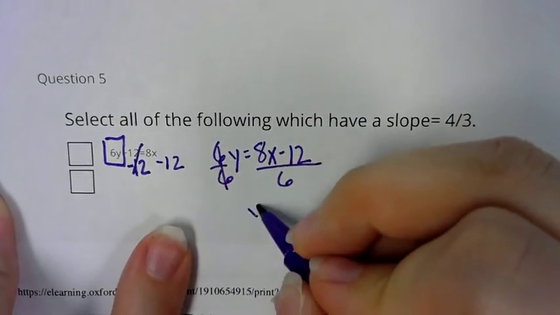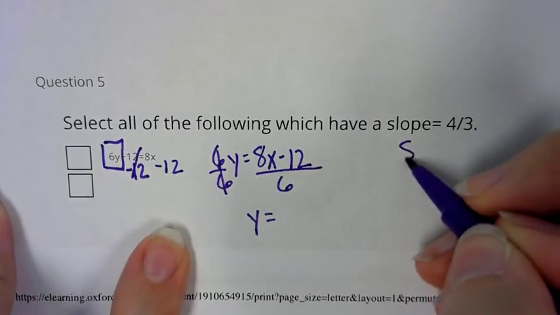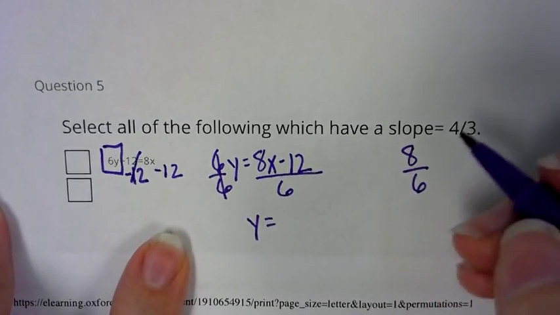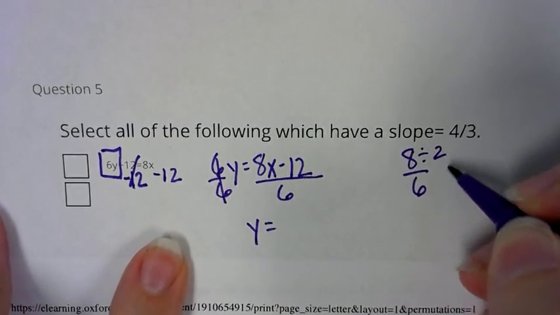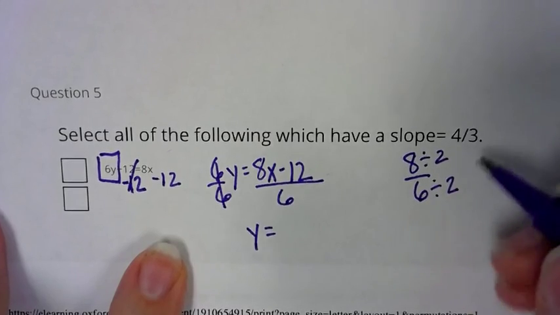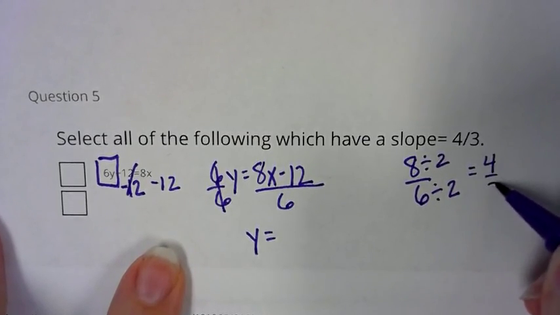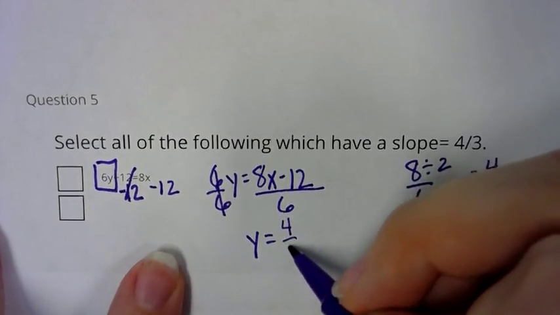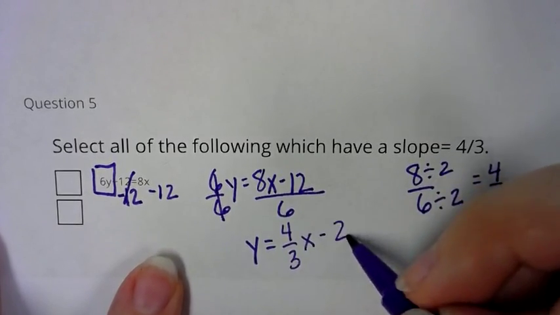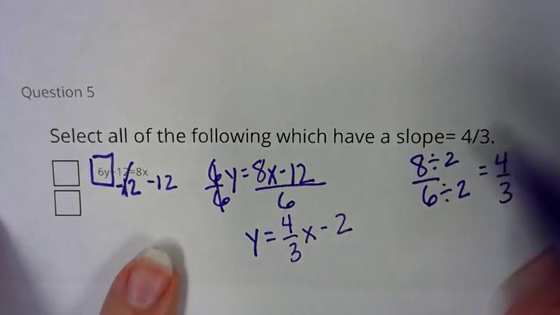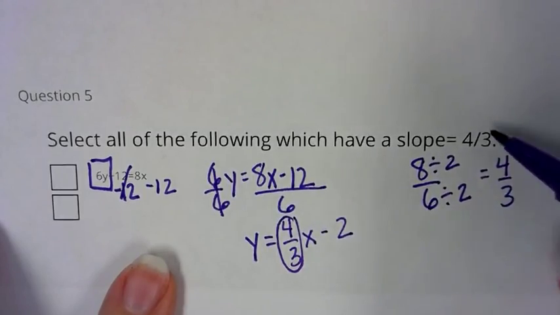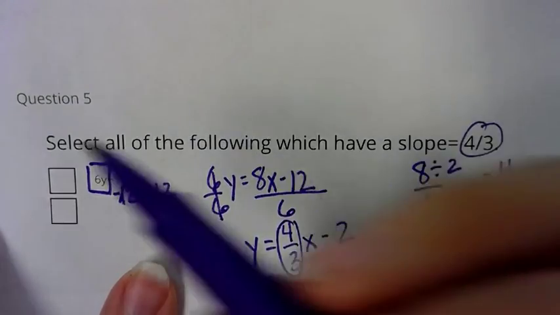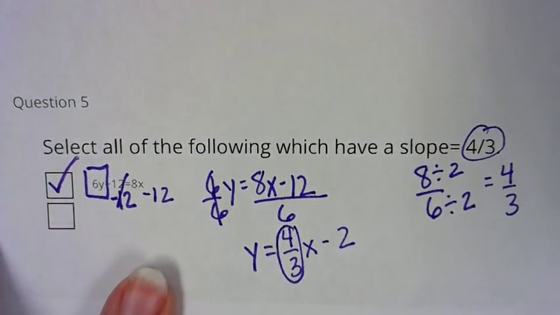So I have y equals, now we know that 8 over 6 simplifies if I divide it by 2, divide it by 2, into positive 4 over 3 x minus 2. So I know that my slope for this equation is 4 over 3, which is what we are looking for. So that would be a correct response.